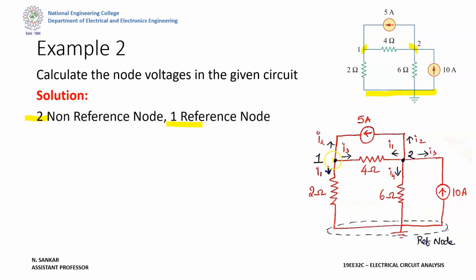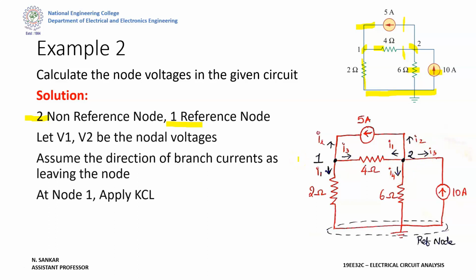So at node 1, we have 3 branches, right? 1 and 2 and 3. So total 3 branches connected to node 1. So I have taken the current as I1, I2, I3, and all currents are just leaving the node. Similarly, for node 2, we have 4 branches. 1, 2, 3 and then 4. So totally 4 branches, so we have 4 currents, I1, I2, I3 and then I4. Okay.